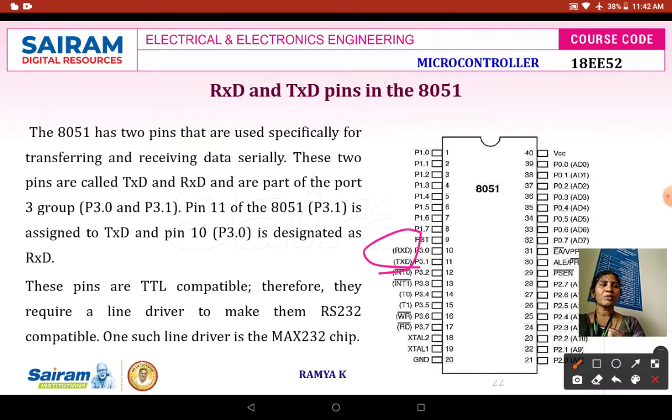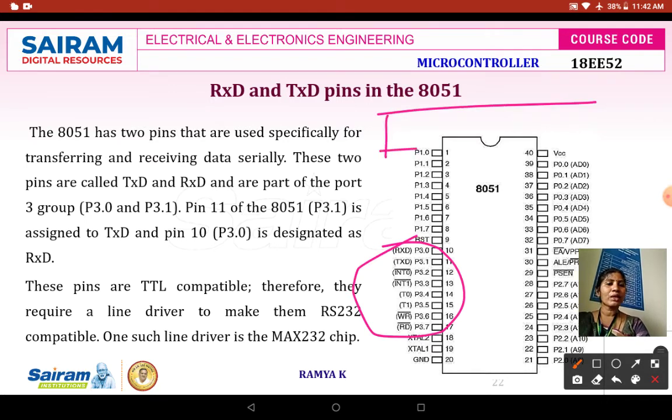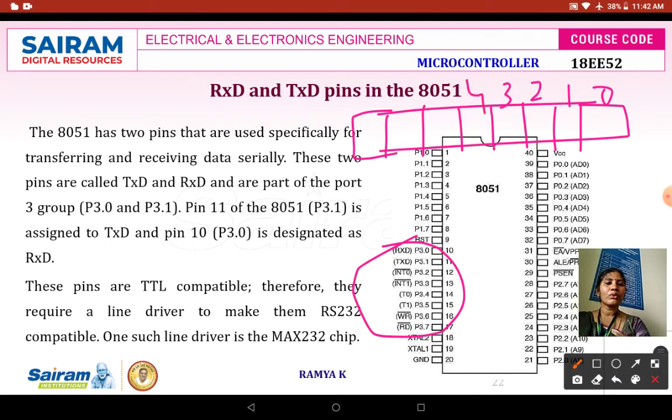So these two pins are specifically meant for transmitting and receiving the data serially, and it is a part of your port 3. So port 3 serves a dual purpose, that is, it serves as an IO port, and also it has got special functionality for each of your port pins. Port 3 is an 8-bit port, so you can give the configuration like this: 0, 1, 2, 3, 4, 5, 6, 7. So it is an 8-bit port.